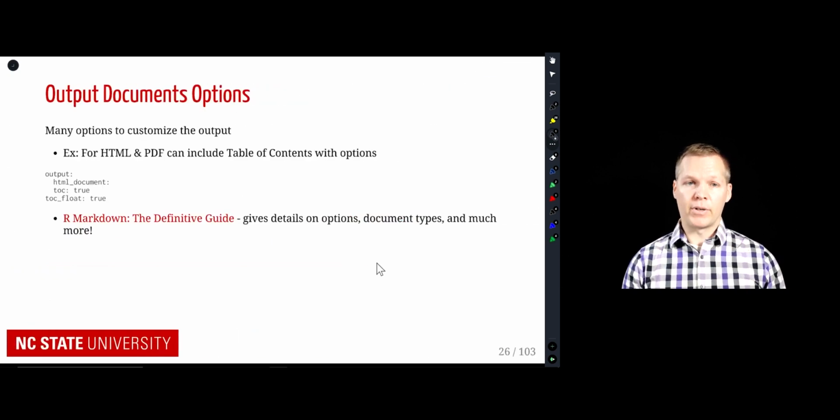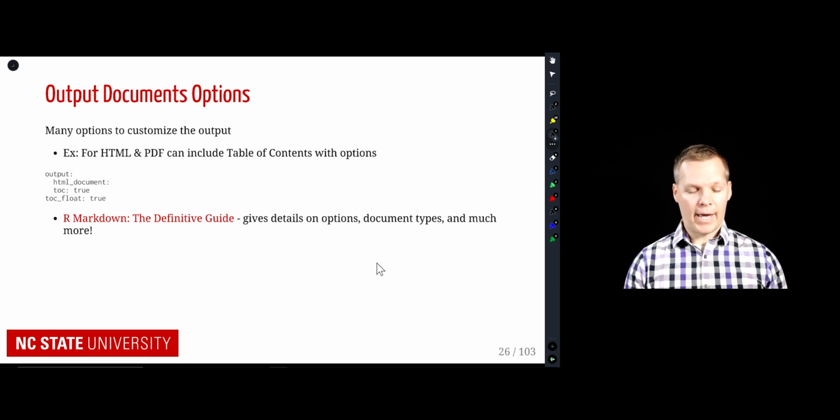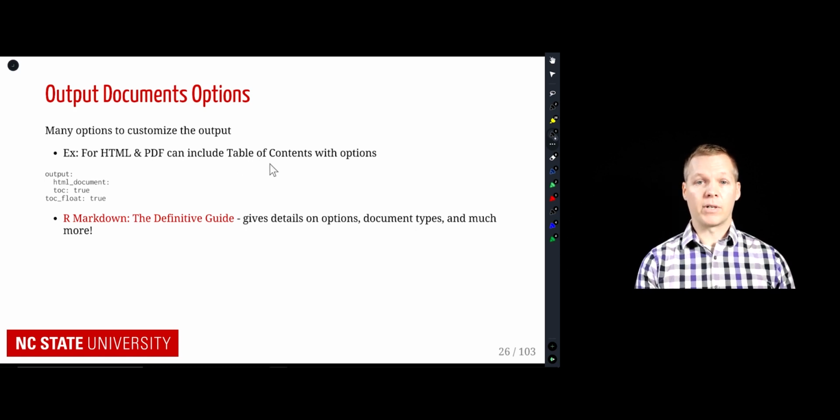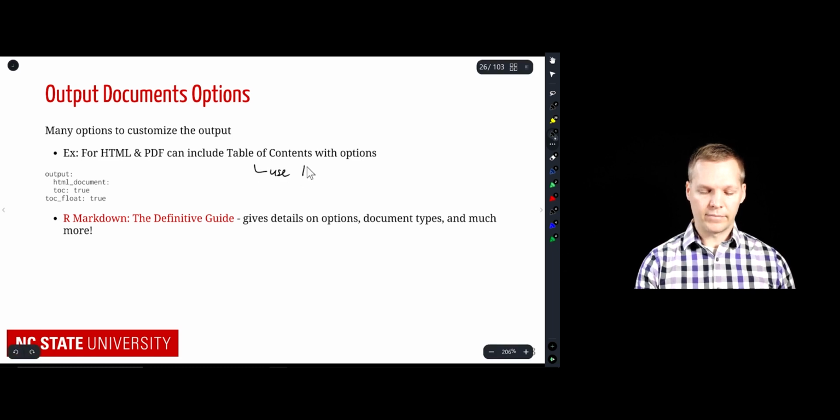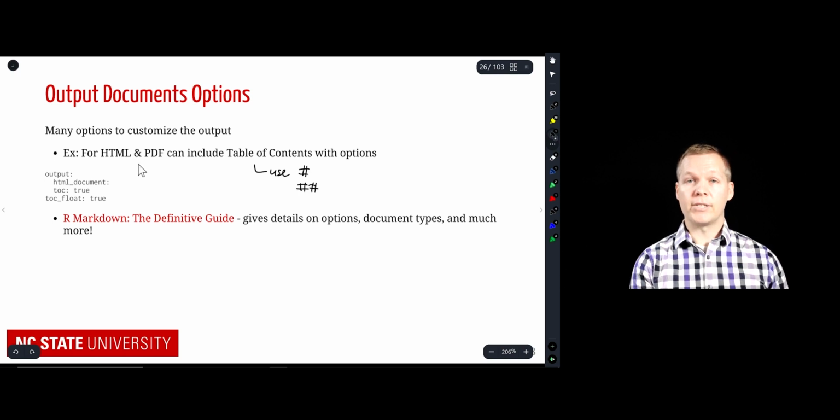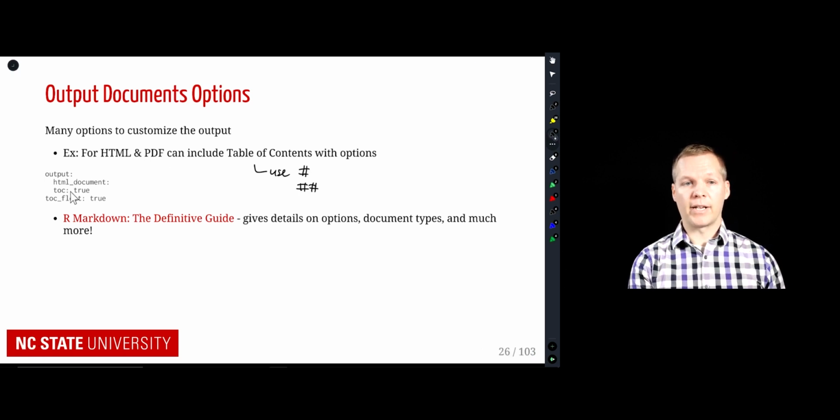There are lots of different output options. Whenever you say, I want to create an HTML document, there are lots of different outputs you can choose for what that final HTML document will look like. And remember, we talked about creating a table of contents with our headers. So we've got to use headers for these things. If we use headers for HTML and PDF documents, we can automatically create tables of contents by putting the appropriate things within the YAML header.